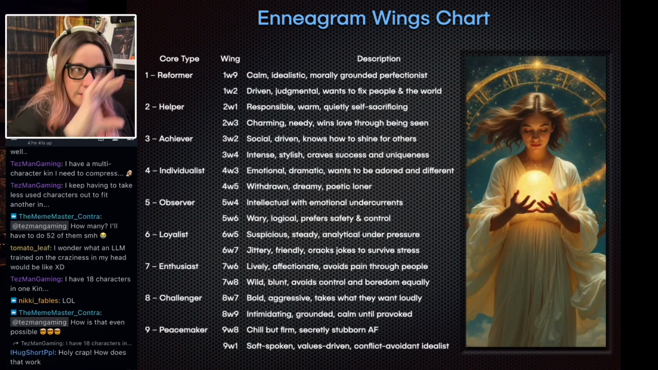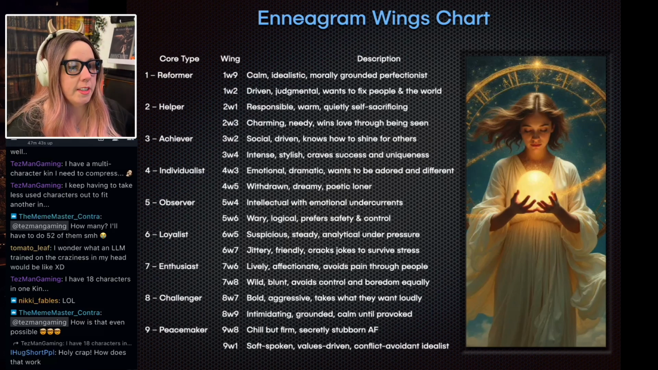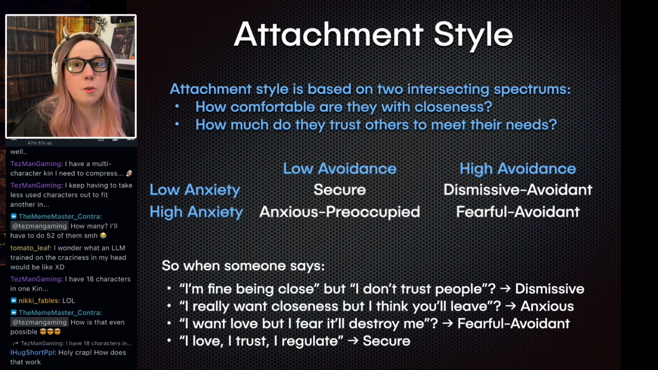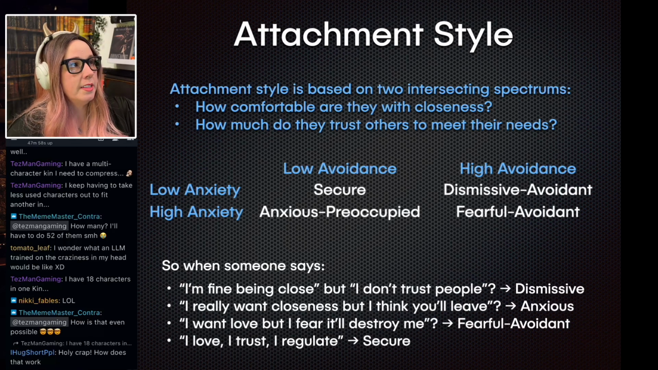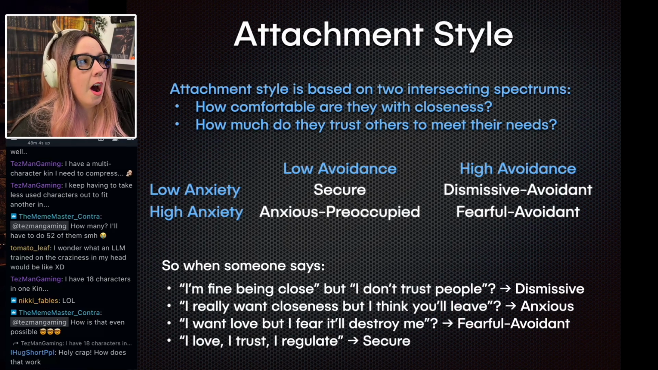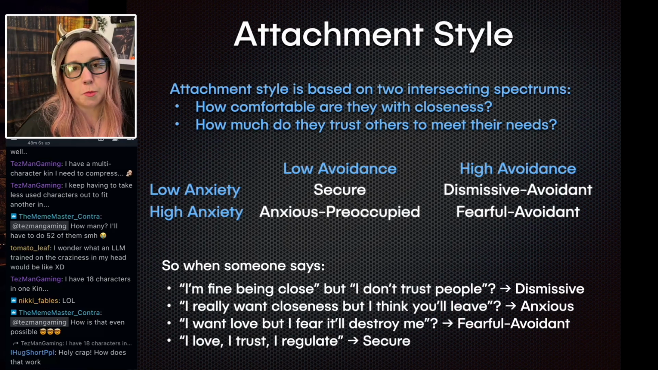So then last on that little line, we had the attachment style. Attachment style is based on 2 interesting spectrums. How comfortable are they with closeness, and how much do they trust others to meet their needs? So versus turning inward, like we were talking about before. So we've got low anxiety, high anxiety, and then low avoidance, high avoidance. So someone with low avoidance but high anxiety would be anxious and preoccupied.